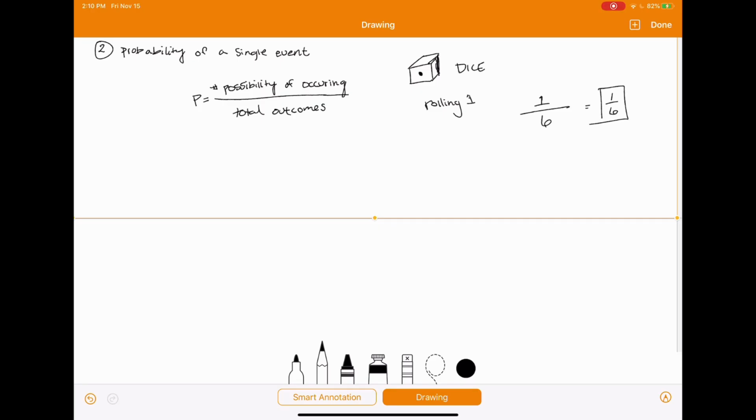Now, if you want to know the probability of rolling a 1 or a 2, now we have 2 sides that have possibilities of landing on what we're looking for, divided by our total number of outcomes, which is 6, which would reduce to 1/3 as our total probability. So go ahead and try on your own.